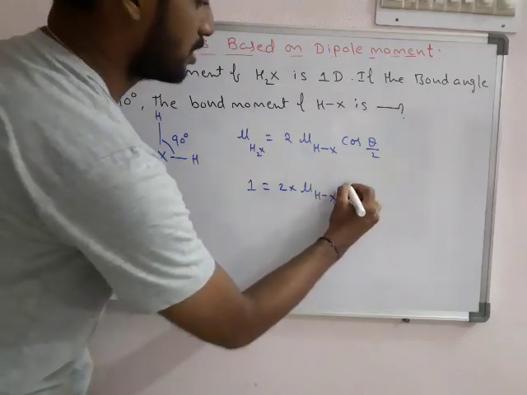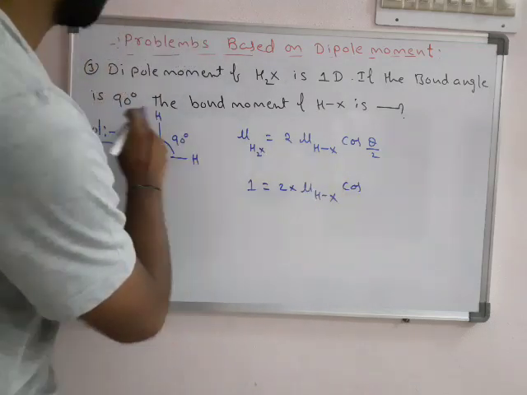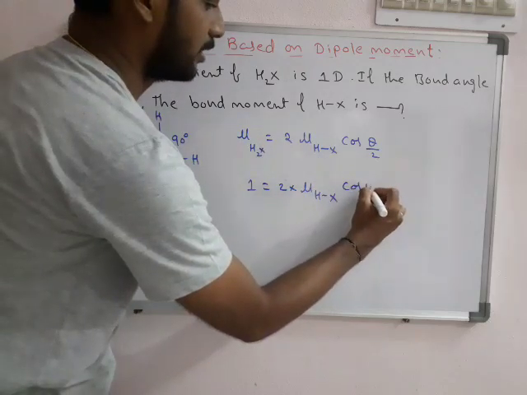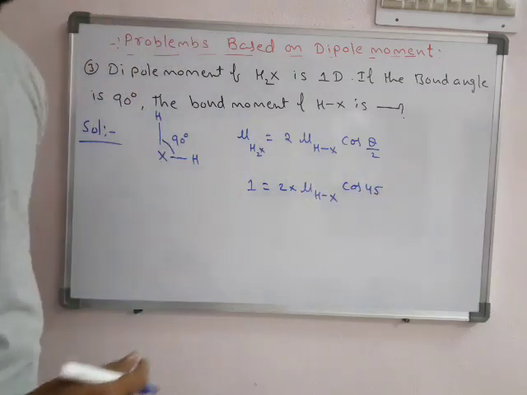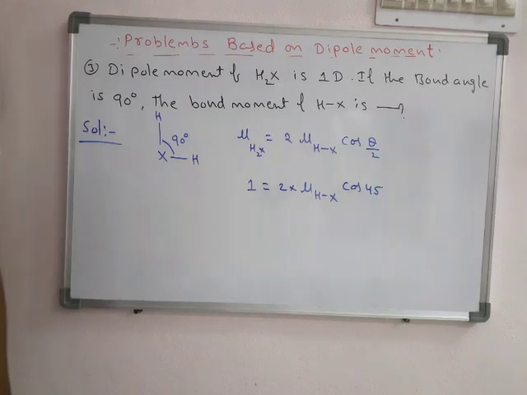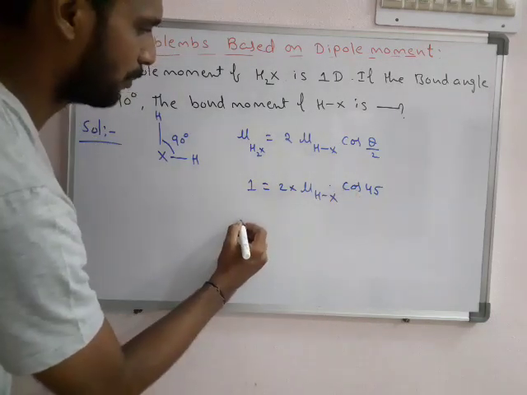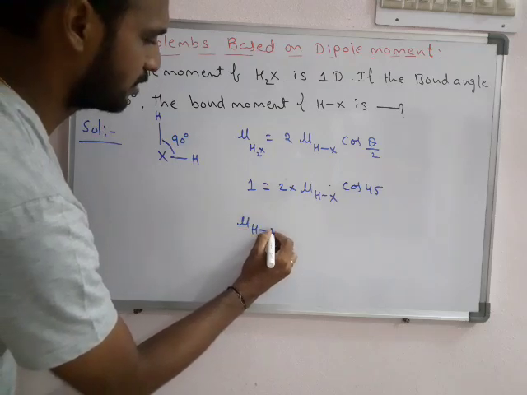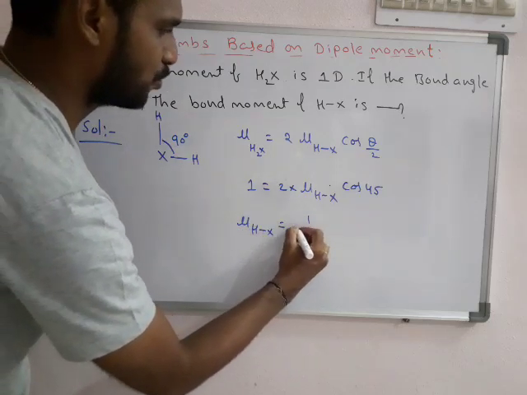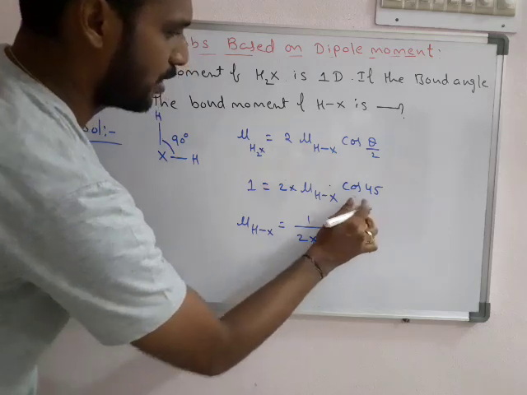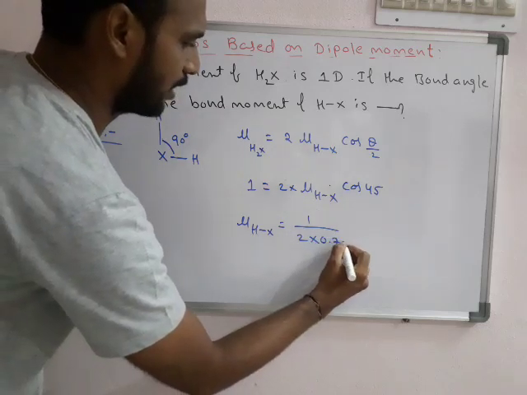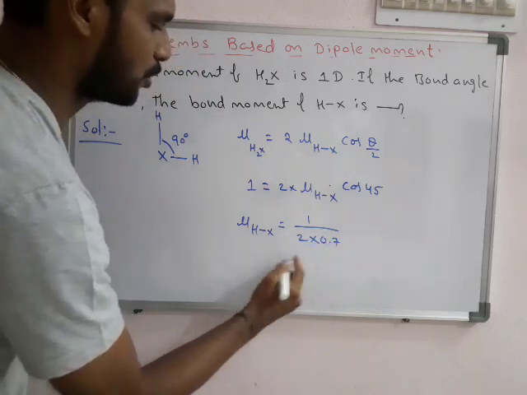Okay, cos theta by 2. So the theta value is 90, so this is cos 45. So what is the value of cos 45? It is approximately 0.7. Okay, so μ of HX we can write as 1 by 2 into cos 45, and cos 45 is 0.7.